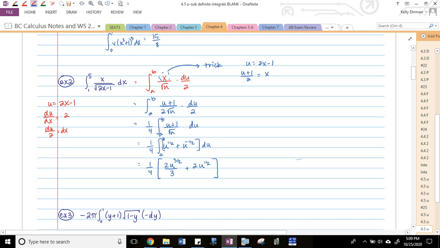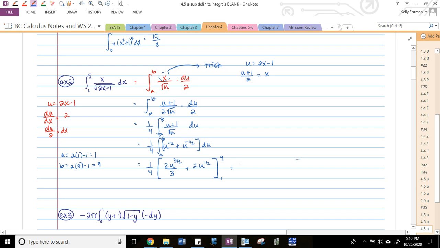So now I'm going to go back and say, all right, what is a? X was 1 originally. So that lower a value is 2 times 1 minus 1. So 1. And the b value is 2 times 5 minus 1. So 9. So the integral is from 1 to 9. Just seems easier than plugging a 2x minus 1 back in.